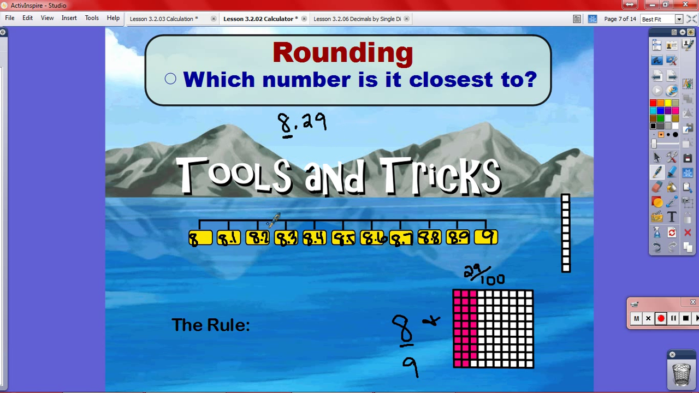It's 8 and 2 tenths and 9 hundredths, which is almost 8 and 3 tenths. So it's going to fall about here, a little closer. And again, the middle is here, so it's closer to 8. So though this number is between 8 and 9, we're going to go ahead and round it to 8.